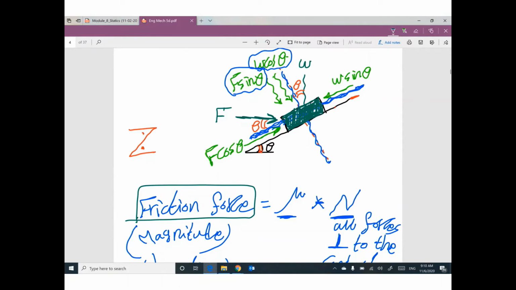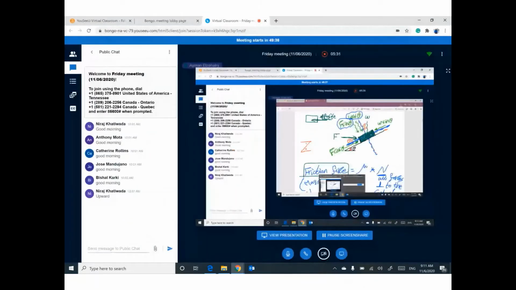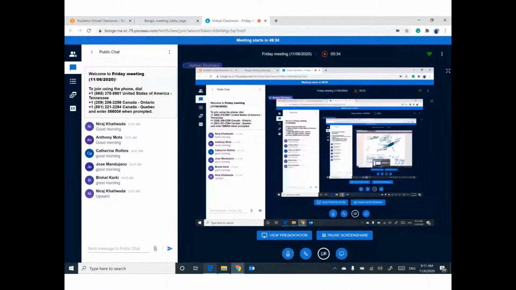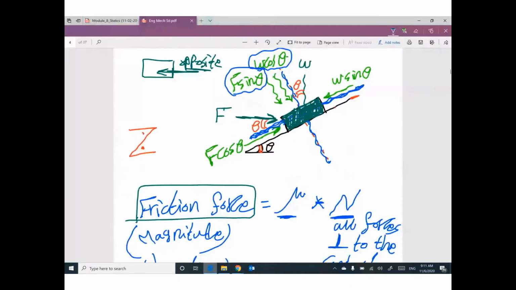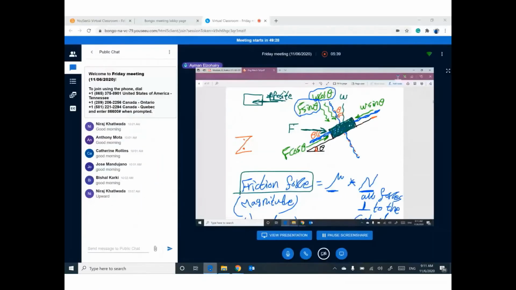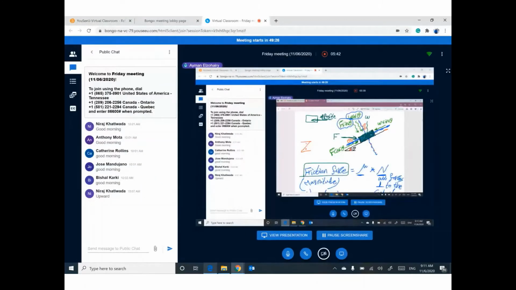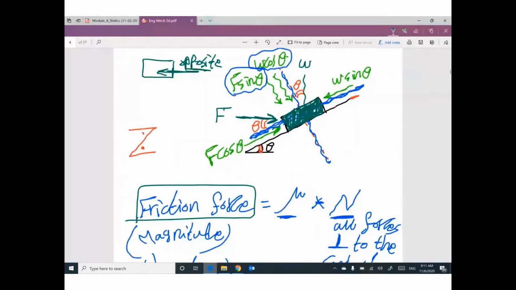Before answering, I told you before, friction force is opposite to the direction of movement. That's right. Upward. Why? You should answer this question like this. It's not upward. It's not downward.